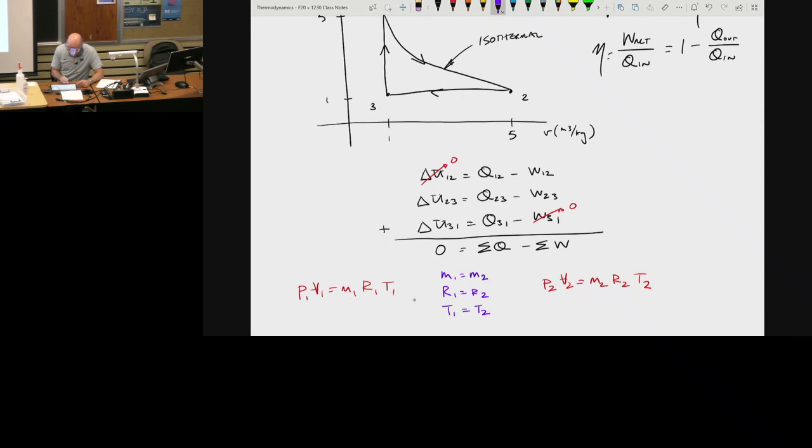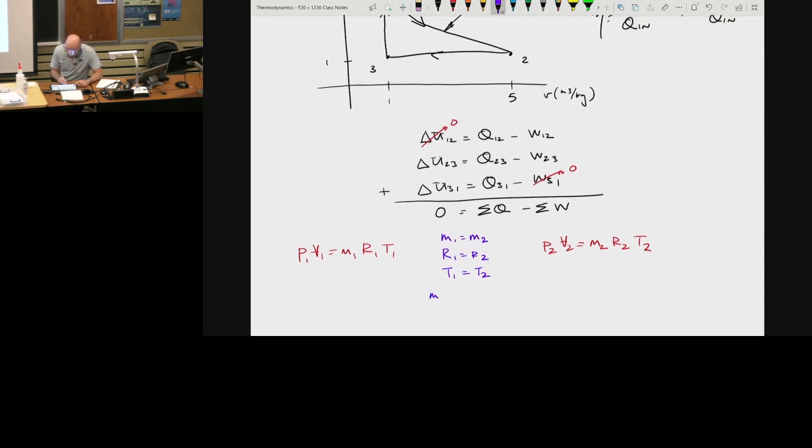So that's telling me that mRT1 is equal to mRT2, which is equal to a constant. If they're the same thing, it's a constant. So really what this is telling us is that PV is equal to constant.